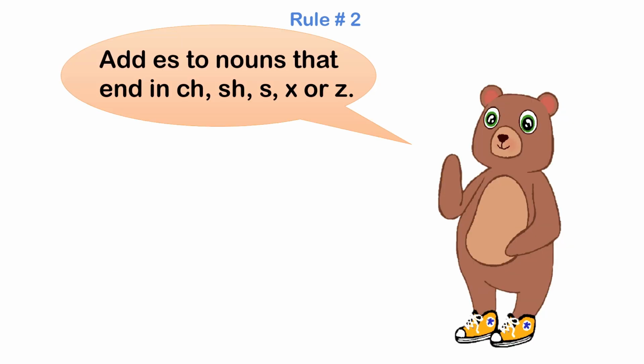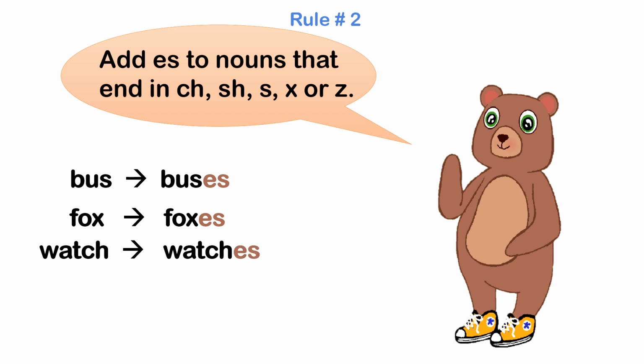The second rule is we add an ES to nouns that end in CH, SH, S, X, or Z. Here are some examples. Bus becomes buses. We add an ES at the end. Fox becomes foxes. We add an ES at the end because fox ends with X. Watch becomes watches. We add an ES because it ends with CH.